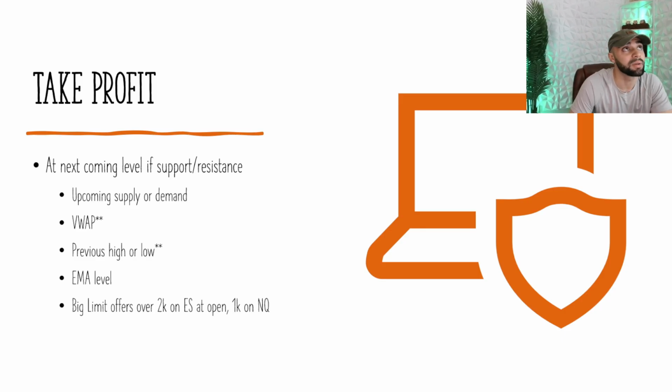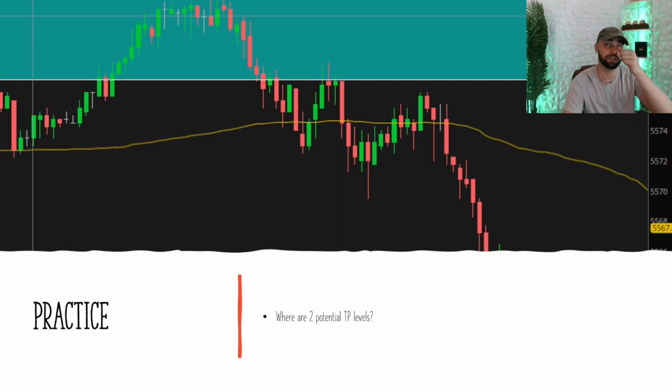For me, most of my take profits are at VWAP, but upcoming supply and demand if they come first, previous high or low, an EMA level, big limit offers on the Bookmap, anything that could cause price to reverse is where I want to get out potentially. But for me, it's mostly VWAP.